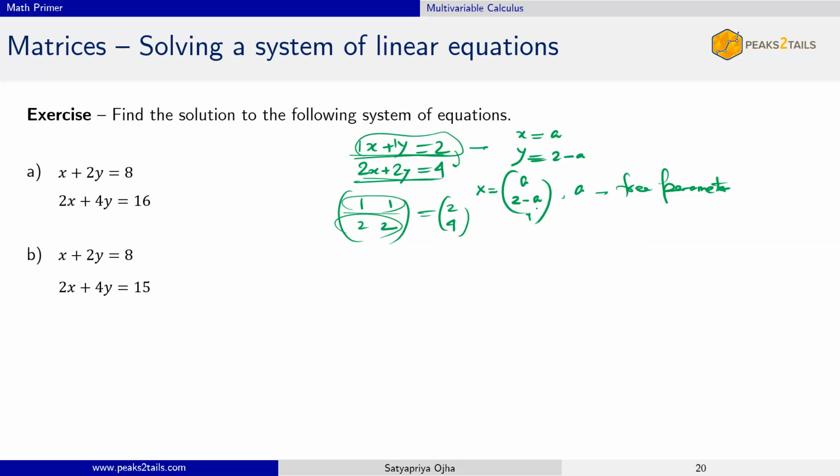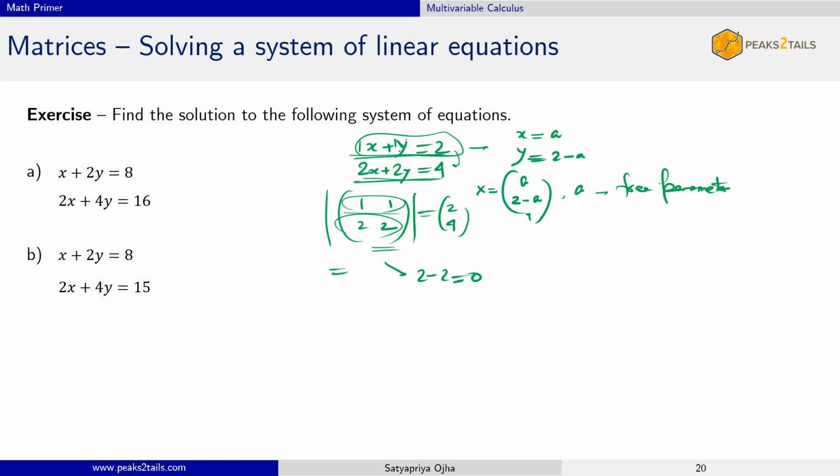Okay. Question: are these two equations consistent? Yes, it is consistent. Correct. And the determinant would be 0. In case of infinitely many solutions, the determinant would be 0. You can check: 1, 1, 2, 2. The determinant is 2 minus 2, which is 0. How nice. Everything fits together.